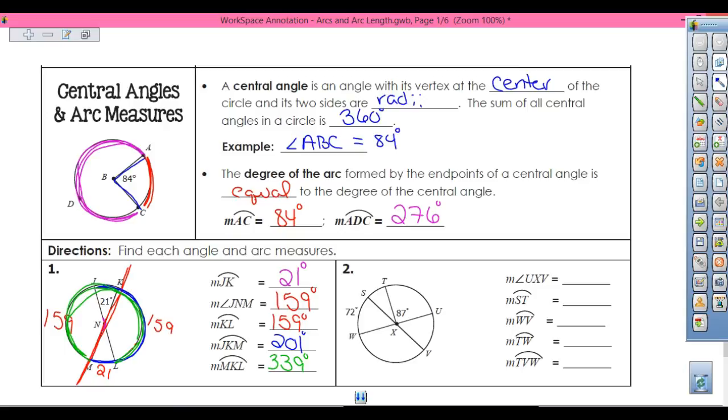Okay, so over here, they want angle UXV. They want this guy right here. What is it? 72. Why is it 72? Yep, so it's vertical angles. So if that's 72, this guy here has to be 72. Okay, how are we going to find ST?